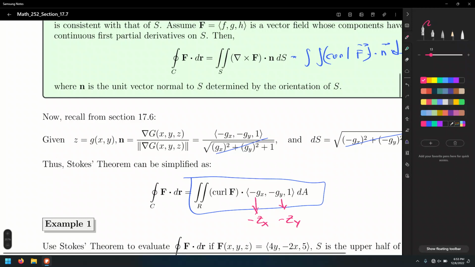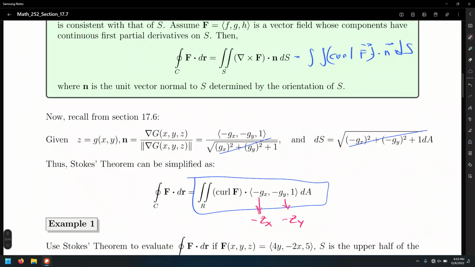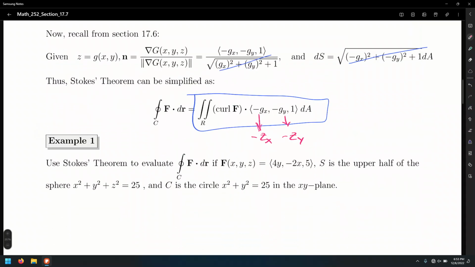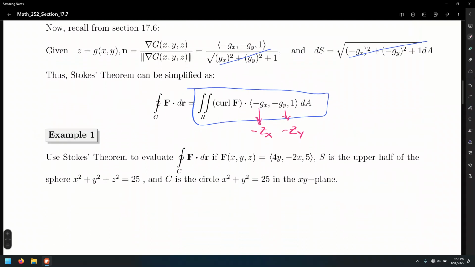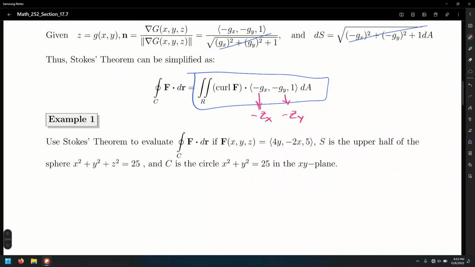Let's see, how about we look at one example. So let's use Stokes' theorem to evaluate the line integral of F dotted with dr, if the vector field F is given by 4y, negative 2x, and 5, and the surface is the upper half of the sphere x squared plus y squared plus z squared equals 25. And C is the circle x squared plus y squared equals 25 again.